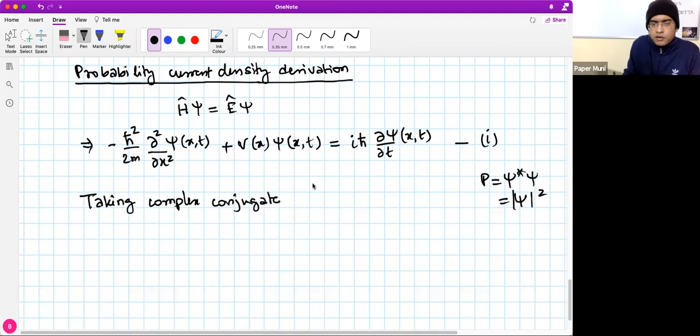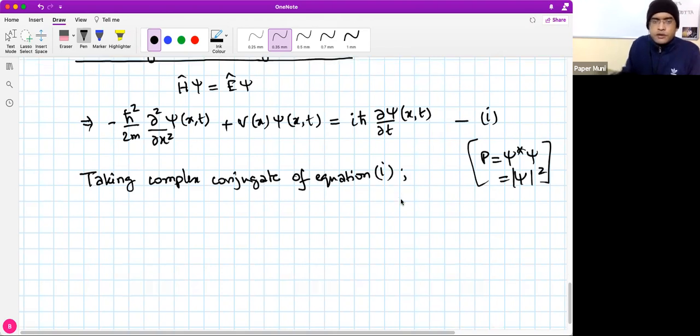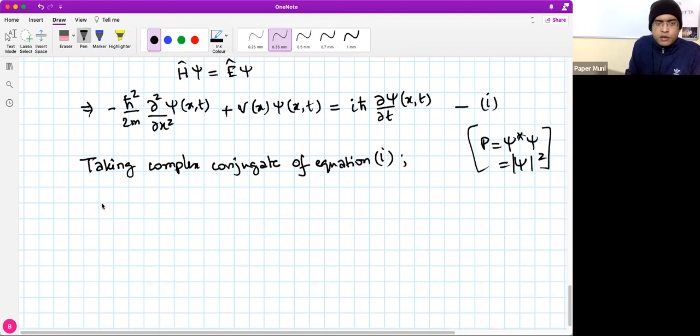Now take the complex conjugate of equation 1, right? So let's write this down. These are constants, so nothing will happen to them. The derivatives will remain as they are, but the function will get a conjugation sign on the top.